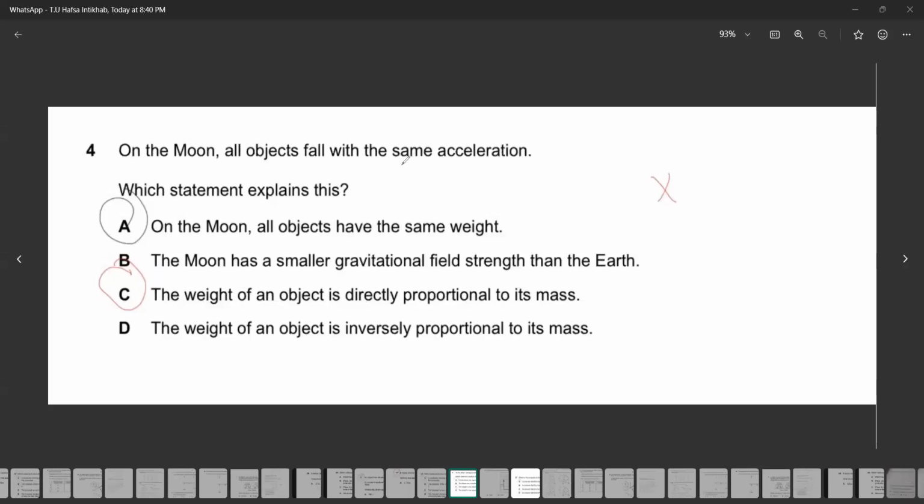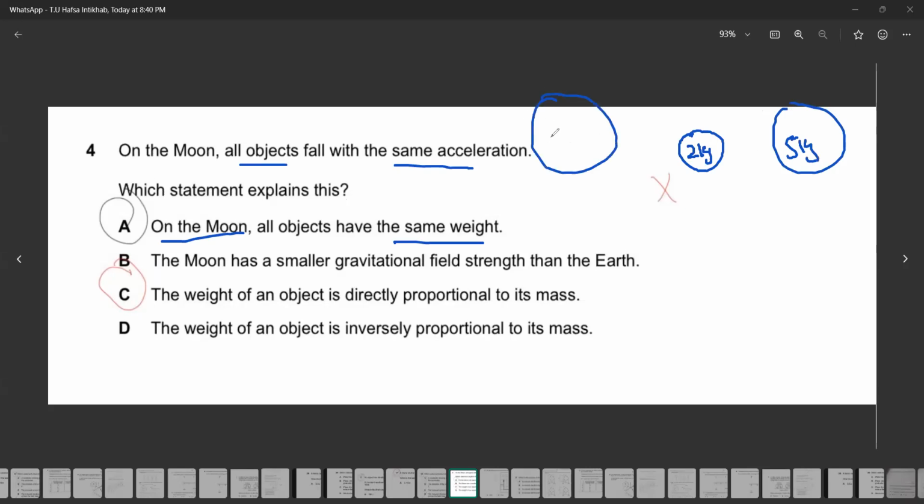On the moon, all objects fall at the same acceleration. So why do the objects have the same acceleration? Because they experience the same gravity, or acceleration due to gravity is constant. Which statement explains this? On the moon, all objects have the same weight. It's impossible for all objects to have the same weight. For example, on the moon, if I have 2 kilogram, 5 kilogram, and 10 kilogram, they cannot have the same weights. They have different weights.